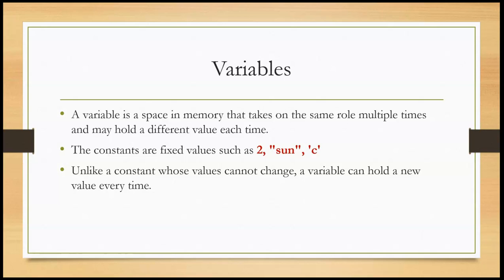A variable is a space in memory that takes on the same role multiple times and may hold a different value each time. Constants are fixed values such as the decimal 2, the string sun, and the character C. Unlike a constant whose value cannot change, a variable can hold a new value every time.